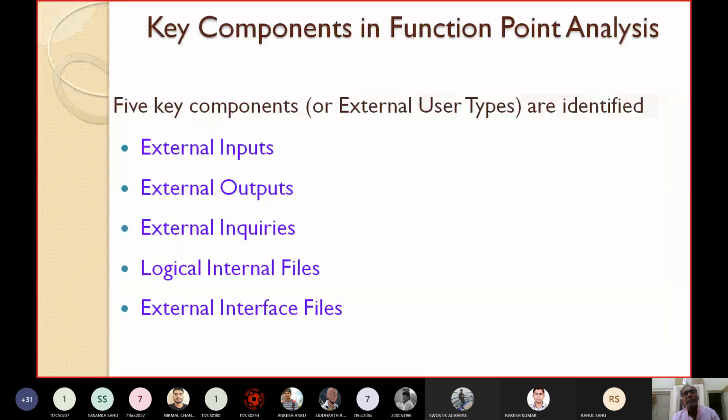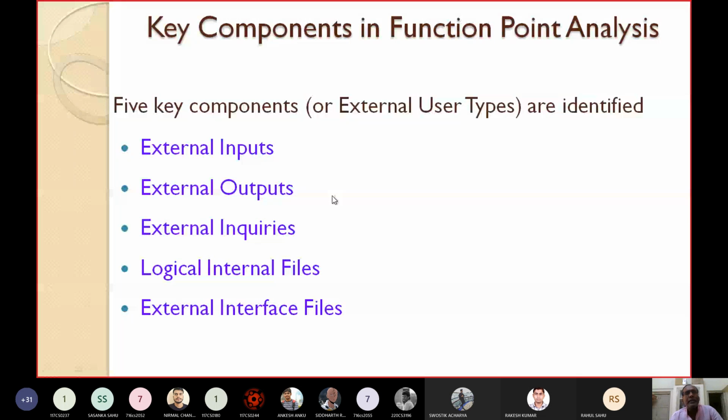But before going to the example, I have to say what the exact components are. In the previous slides, I have told that Albrecht had identified 5 important components. What are the 5 important components? These are the 5 important components based on which you can compute the function point.